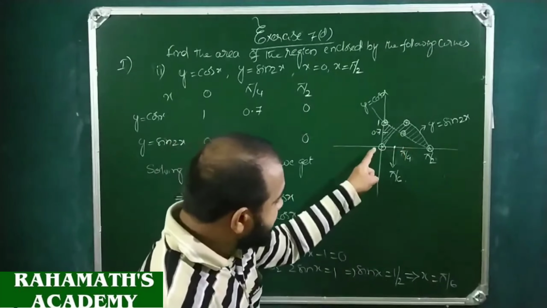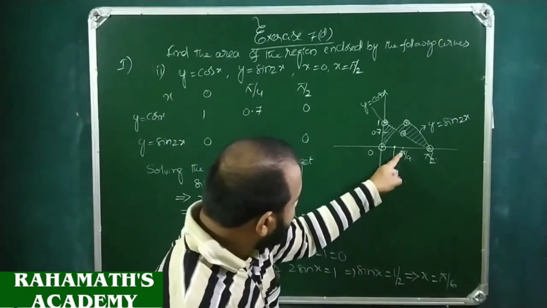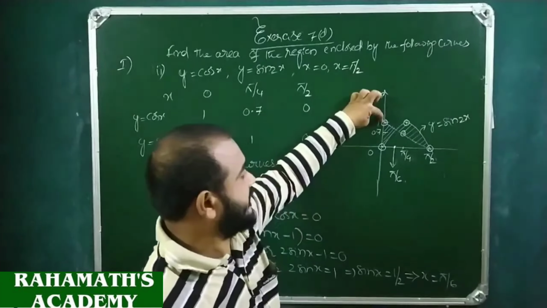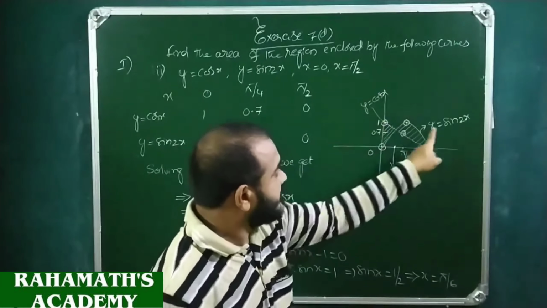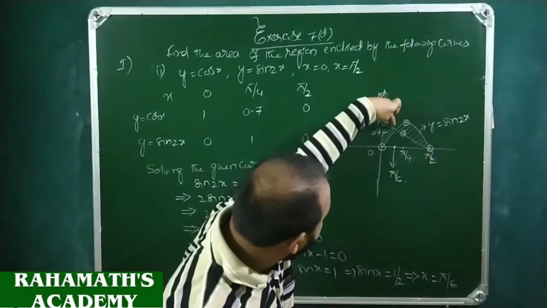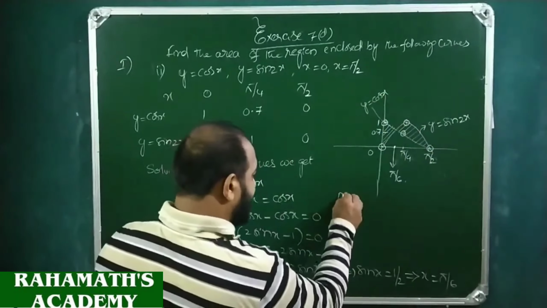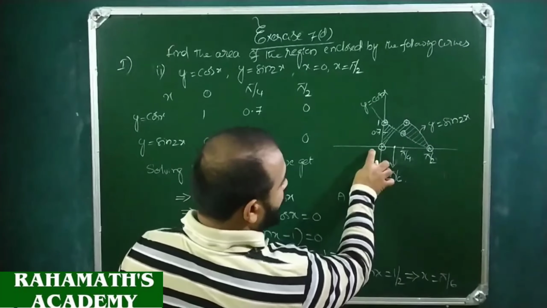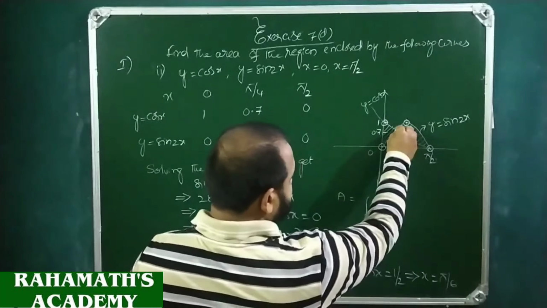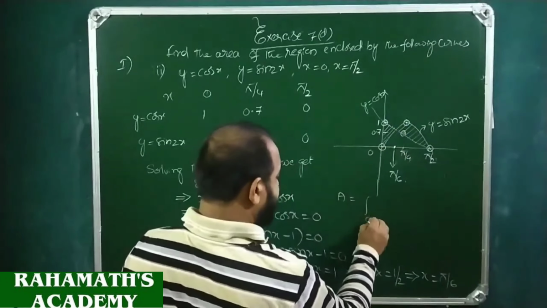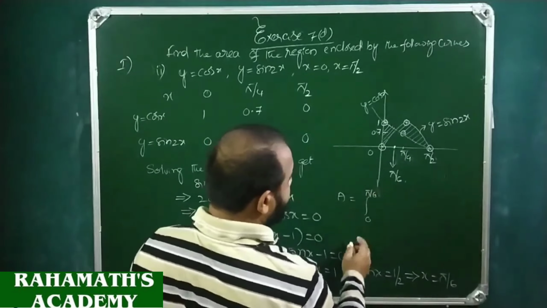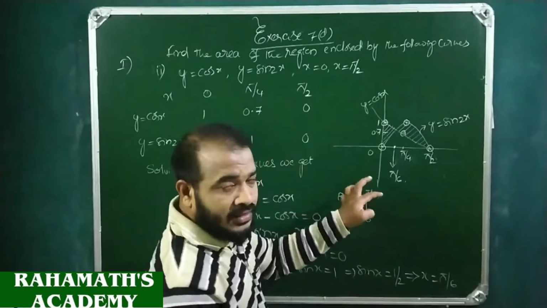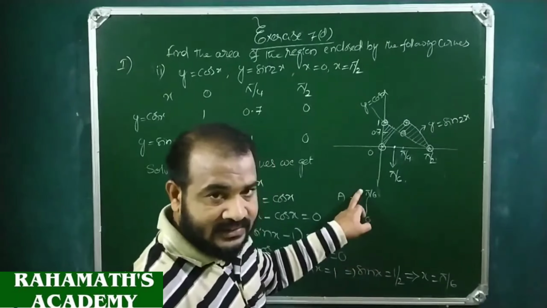Therefore, from 0 to pi by 6 the upper curve is cos x. Below this, the sine 2x curve is there. So upper curve minus lower curve. So area is equal to integral from 0 to pi by 6. Upper curve is, so 0 to pi by 6 are the limits of x.